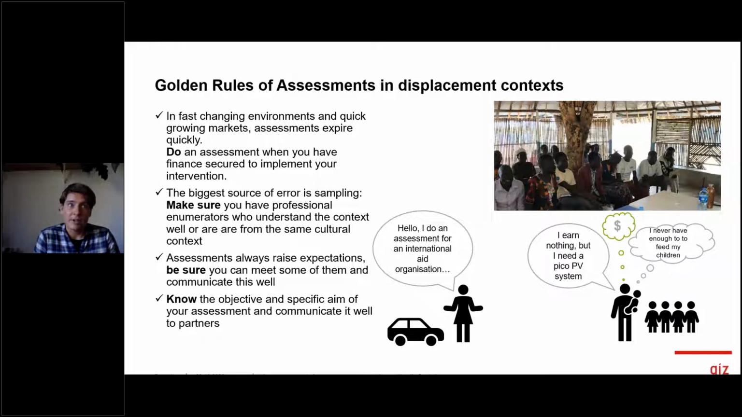And then one important aspect is also that assessments always raise expectations. So when you do an assessment, be sure that you can also meet some of these expectations and communicate very well on what you are going to do and what you're not going to do, also to the people who are kind enough to answer your questions. And as I said, always know your objective and the specific aims of your assessments, and also communicate it very well to partners. You may otherwise upset partners if they don't know exactly what you're doing here.